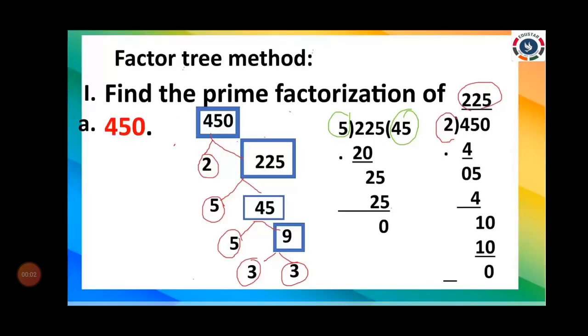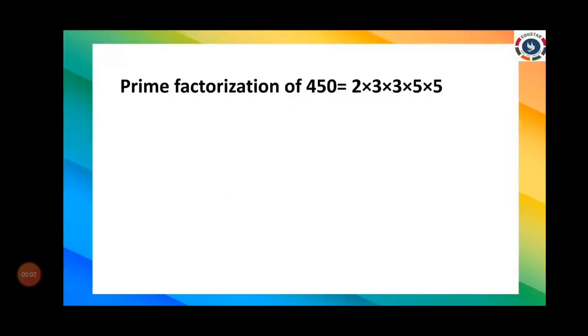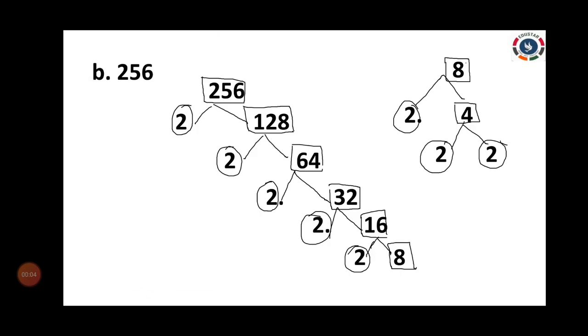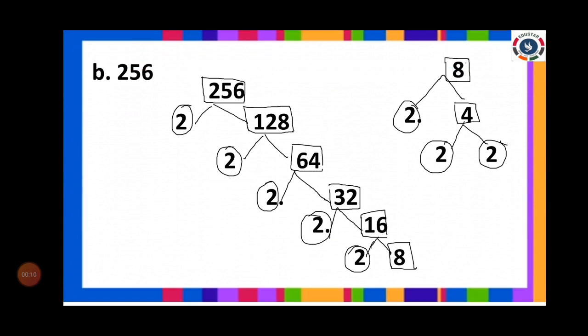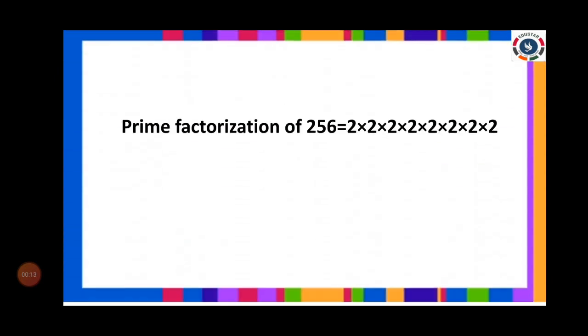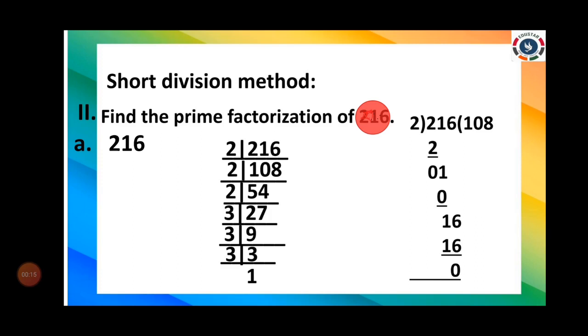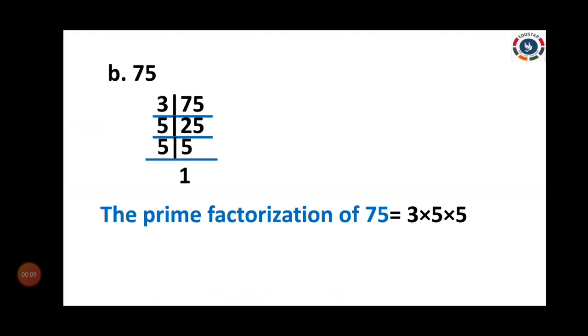Factor tree method, row letter 1, find the prime factorization of 450. B, 256. Next one, short division method, row letter 2, find the prime factorization of 216. Then B, 75. Up to this, you have completed in your math classwork note. So let us start to write the next topic, divisibility rule.